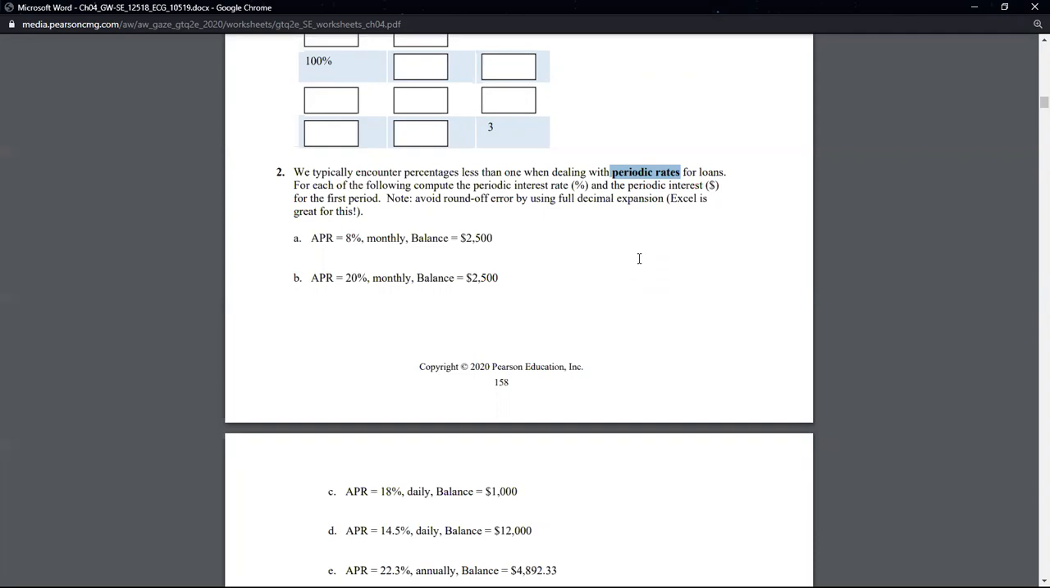So for each of the following, compute the periodic interest rate and the periodic interest for the first period. Avoid round-off error by using the full decimal expansion. Excel is great for this. This is the thing I was mentioning earlier. When you're doing that discussion board by hand, you're going to have round-off error. Eventually, the answers are going to be off by a couple pennies. Again, not a big deal. But if we wanted exact answers, then in our calculators, we would have never rounded anything. But for the discussion board, you're always rounding to the nearest penny so we can be consistent. But for this problem, we're going to say avoid the round-off error by using the full decimal expansion.